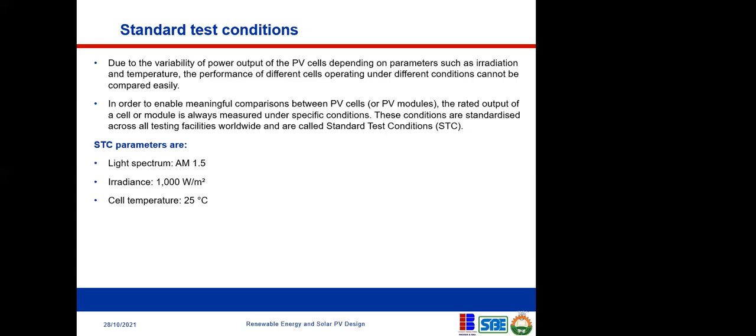One of them is the light spectrum. So the light spectrum is 1.5. We have the irradiance, which is 1,000 watts per meter squared. They will have the cell temperature. So these cells are tested at 25 degrees centigrade.